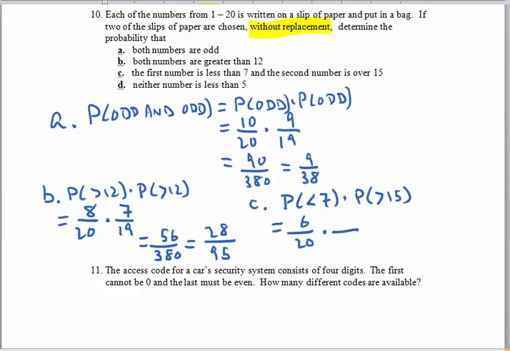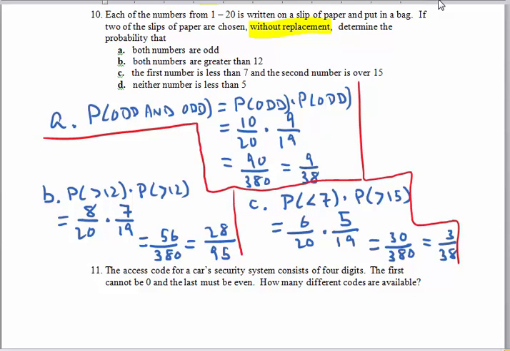Well, there's 5 numbers that are greater than 15, and I didn't take out one of those the first time, right? I took out one that was less than 7. So there's still 5 numbers that are greater than 15, but now there's only 19 numbers altogether. So it would be 6/20 times 5/19, which is going to be 30 out of 380, which would reduce to 3 over 38.